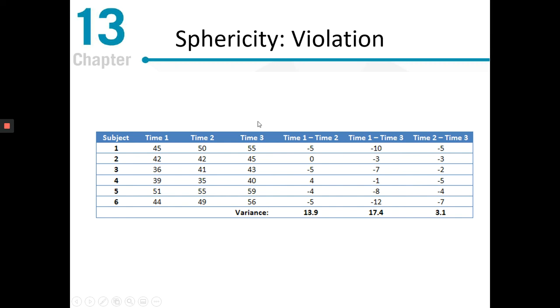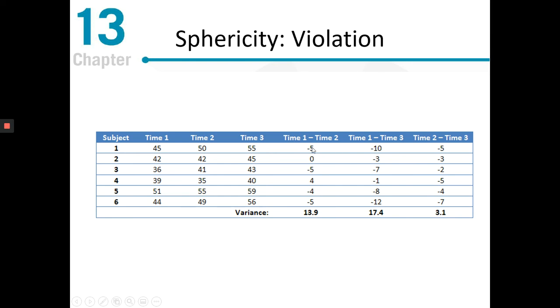So in terms of sphericity, what we do is we figure out the difference scores. So 1 minus 2 is -5. 1 minus 2 is -4. And then we figure out the difference between 1 and 3. So 42 minus 43 is -3. So we do that for every person. And then we compare 2 and 3. So 55 minus 59 is -4. So these scores are just 1 minus 2, 1 minus 3, 2 minus 3.